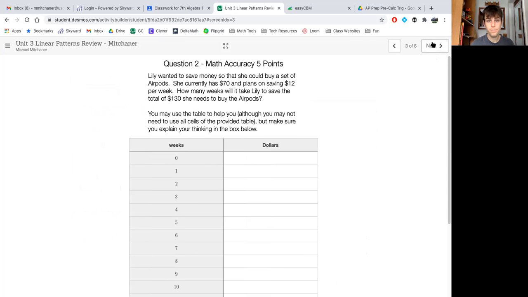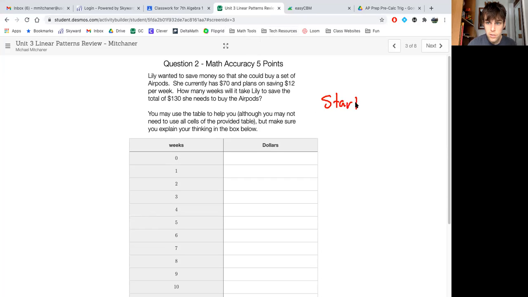Next. All right, here we have a little bit of a word problem that can be answered using a table or other thinking. We'll go through both ideas. So let's read it and make sure we make note of the important information here. Lily wanted to save money so that she could buy a set of AirPods. She currently has $70, so that's how much she's starting with. And it's important for us to make note of. So I'm going to write some things down. You may want to do these things on your paper.